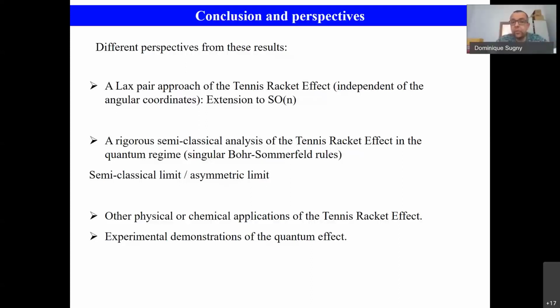We would like also to have a rigorous semi-classical and quantum analysis of the tennis racket effect in the quantum regime, to explain the quantum tunneling and the role of the quantum tunneling in the persistent tennis racket effect. And we are also interested in other physical or chemical applications of the tennis racket effect, and we are working on experimental demonstration of a quantum effect, basically for the rotation of asymmetric top molecules in gas phase. So thank you very much.